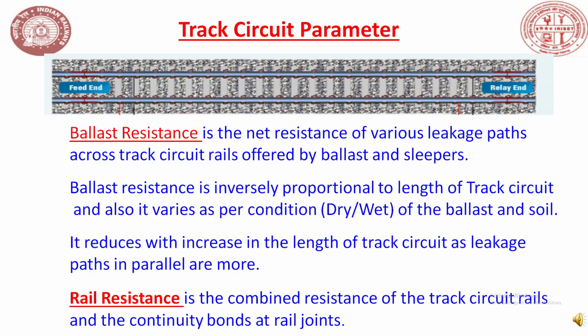Ballast resistance is the net resistance of various leakage paths across the track circuit rails offered by ballast and sleepers. Ballast resistance is inversely proportional to the length of track circuit, and also it varies as per condition, dry or wet, of the ballast and soil. It reduces with increase in the length of track circuit as leakage paths in parallel are more. Rail resistance is the combined resistance of the track circuit rails and the continuity bonds at rail joints.